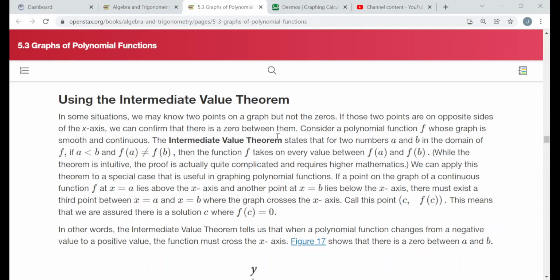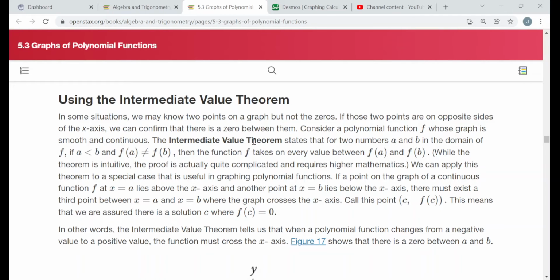The examples I'm taking are either examples from the reading, or one of the try it problems from the reading, or one of the exercises at the end of the section related to this particular objective. Okay, so what is the intermediate value theorem? I'm just going to read it to you from the text here.